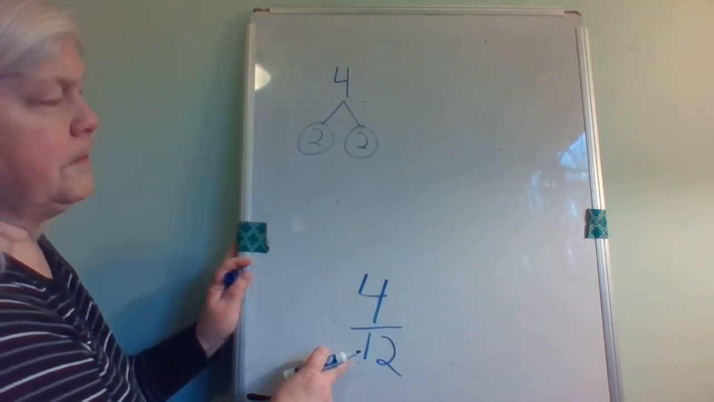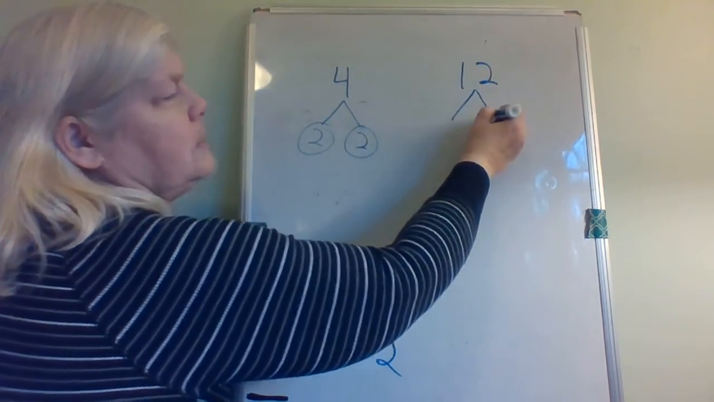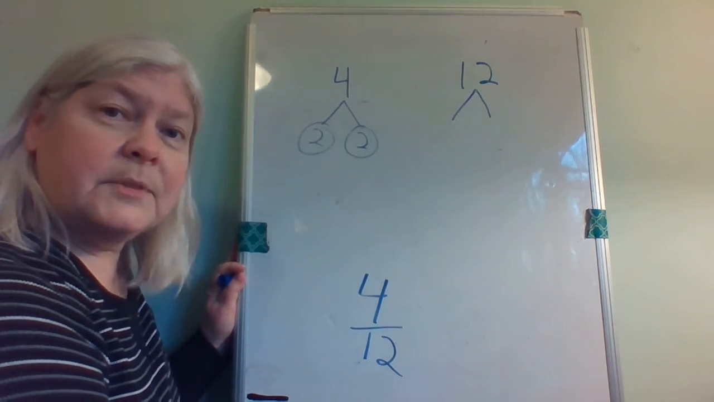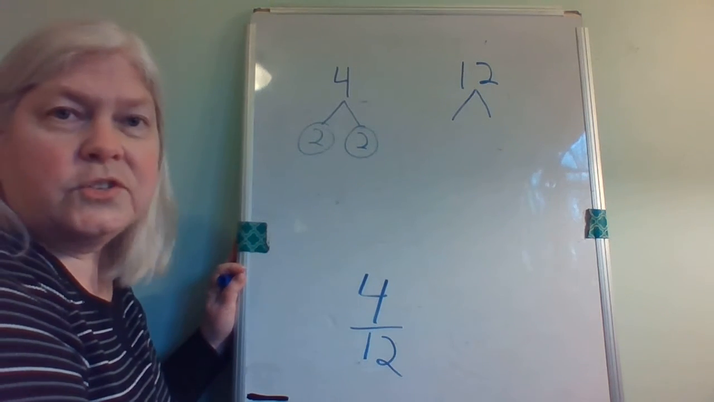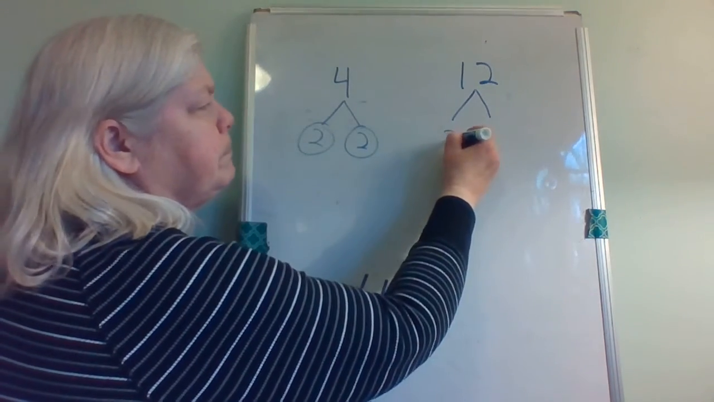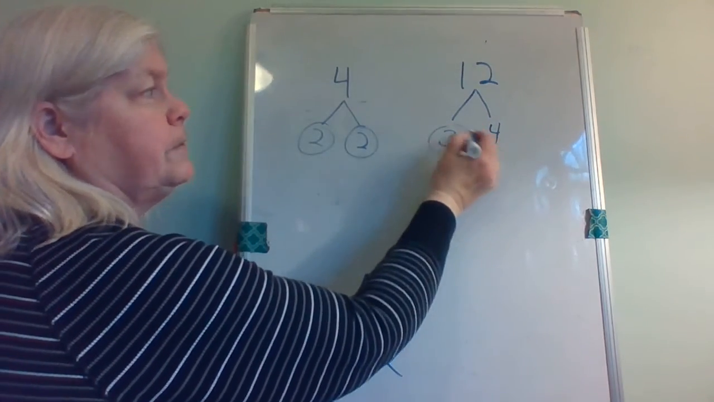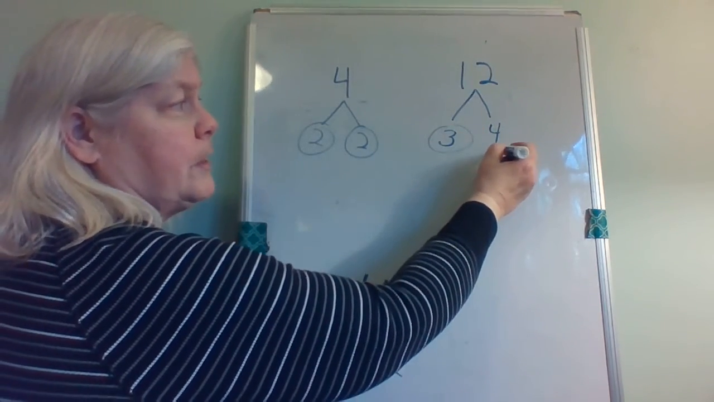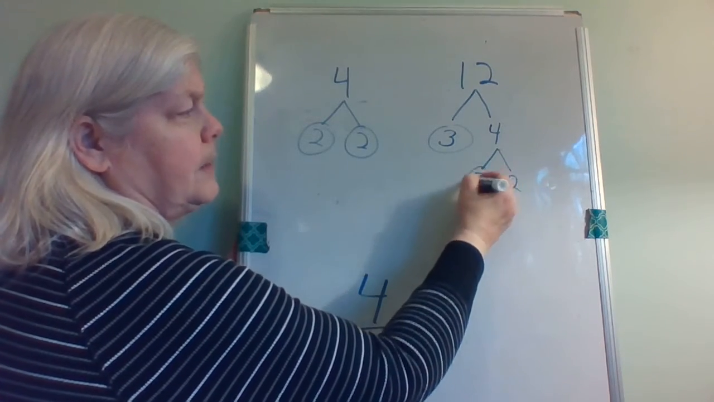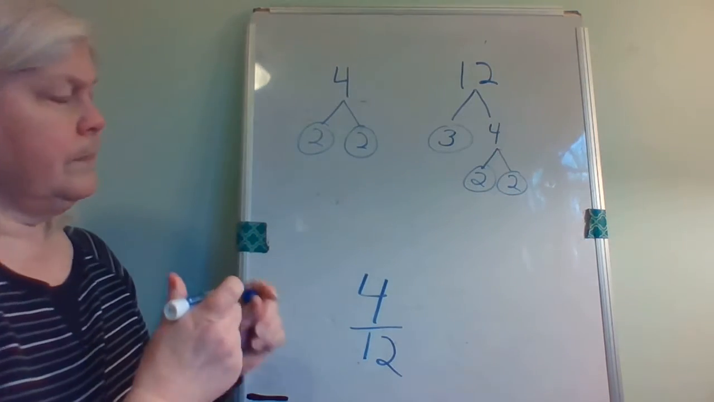Now let's do the same thing for 12 over here. Let's see, what 2 factors make 12? 3 times 4 does. I can use those. I could use 2 times 6 also, but I'm going to use 3 times 4 just for fun. 3 times 4, 3 is prime, 4 is not, so we can find more factors for 4, and 2 and 2 are the factors of 4. Now all the factors of 12 are prime.